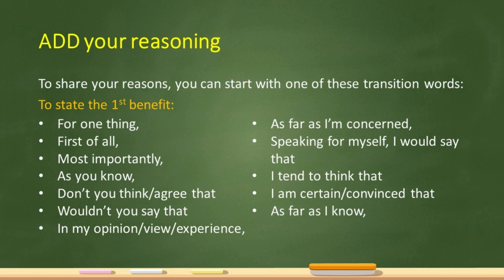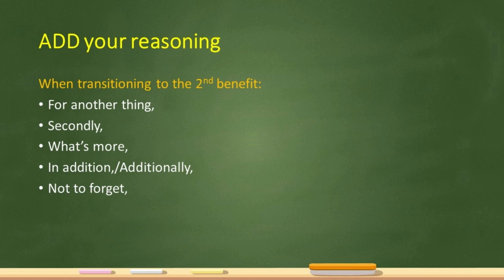And because we're going to give 2 benefits, let's use some transition words again. To begin discussing the first benefit, you can use the following phrases, such as, for one thing, first of all, most importantly. And to transition to the second one, you could say, for another thing, secondly, in addition, and so on.